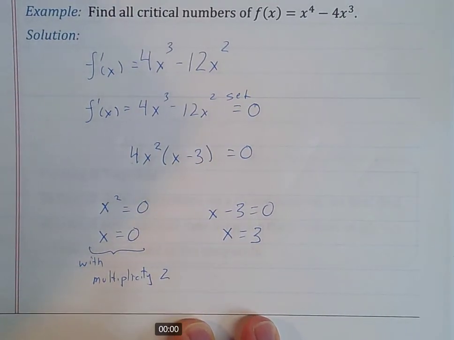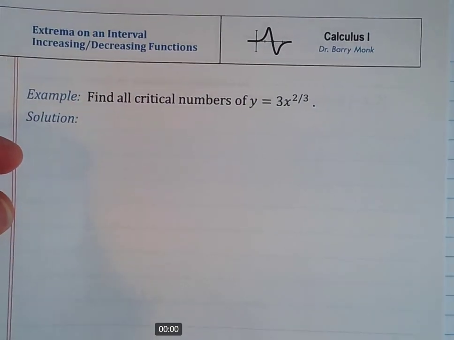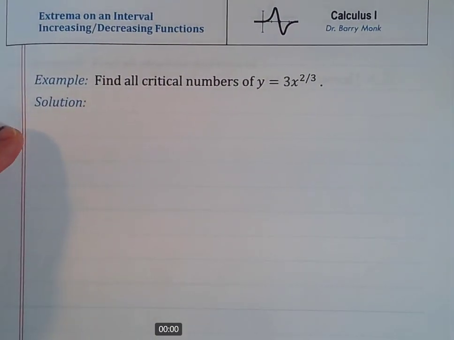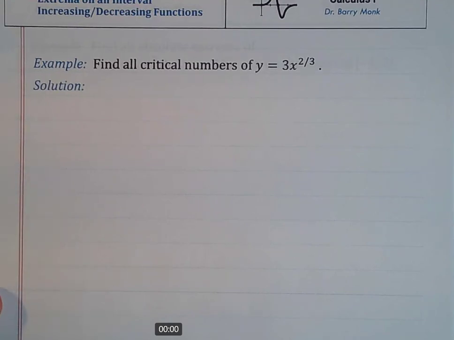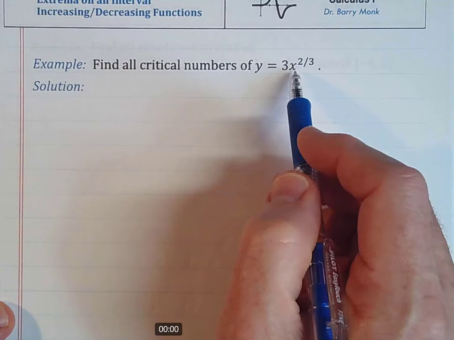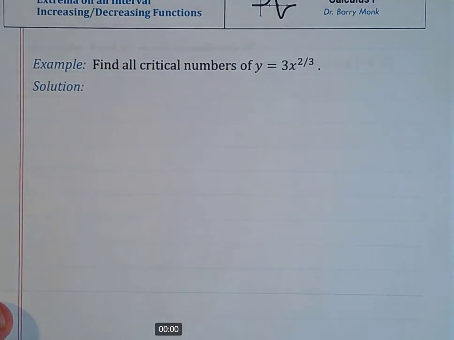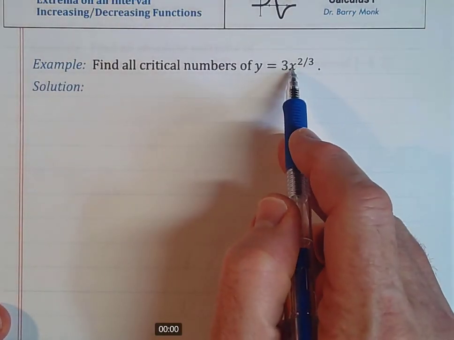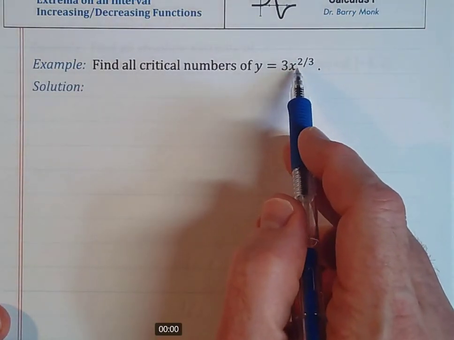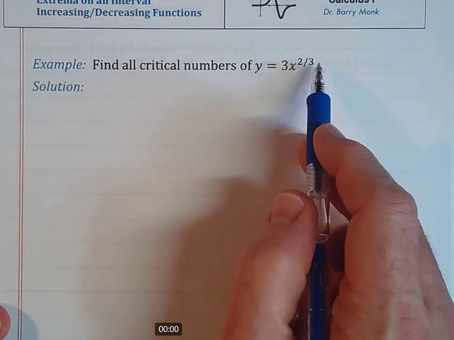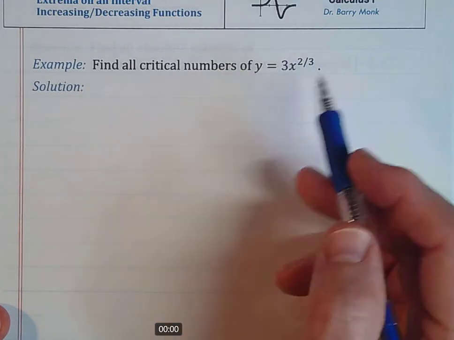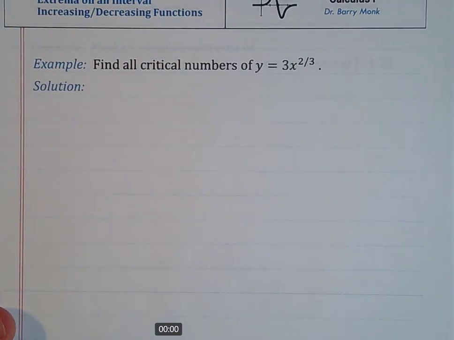So let's look at another example. We want to find all the critical numbers of y equals 3 times x to the 2/3. Okay, well, I start off by thinking about the domain, because remember, all critical numbers have to be in the domain of the original function. And I know this is really the same thing as the cube root of x squared, and I can plug pretty much anything into that. Doesn't look like I'm going to get any domain issues here.